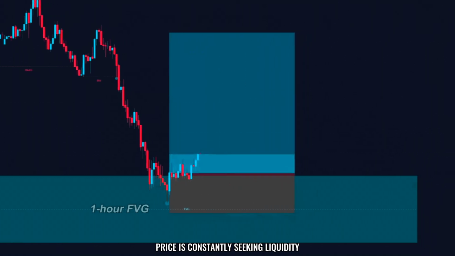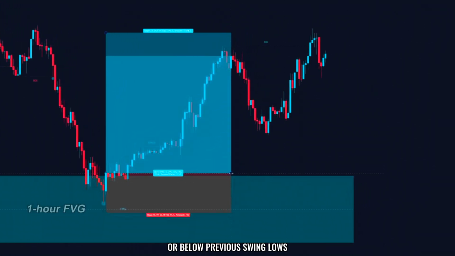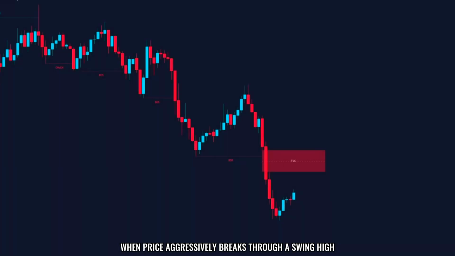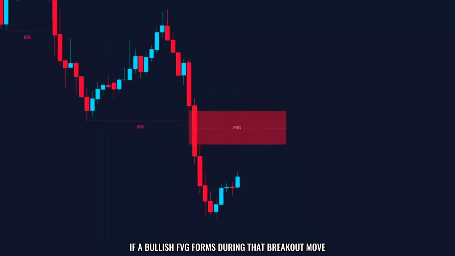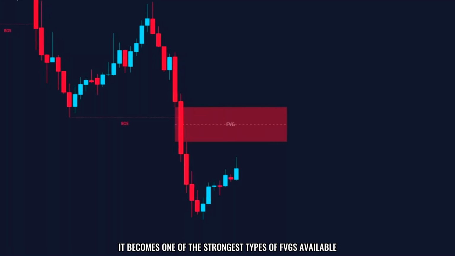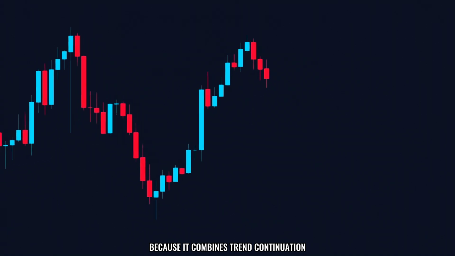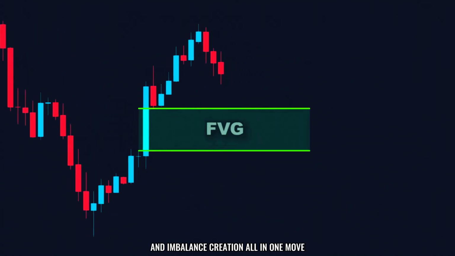Price is constantly seeking liquidity, which usually exists above previous swing highs or below previous swing lows. When price aggressively breaks through a swing high and closes strongly above it, we call this a liquidity run. If a bullish FVG forms during that breakout move, it becomes one of the strongest types of FVGs available because it combines trend continuation, liquidity consumption, and imbalance creation all in one move.